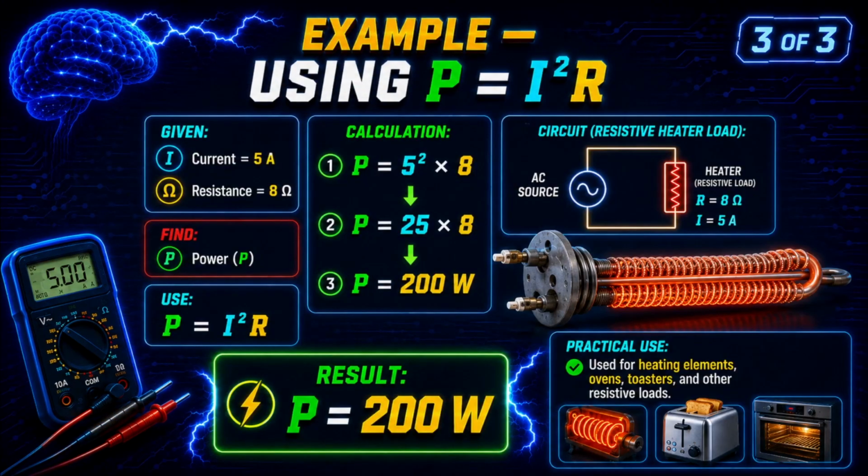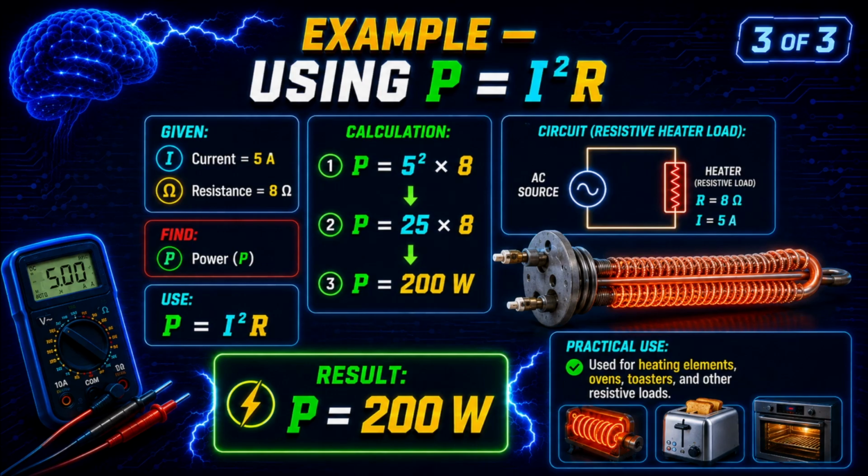Now let's use the formula in a practical example. Here, the current is 5 amperes and the resistance is 8 ohms. Using P equals I squared R, P equals 5 squared times 8. That becomes P is equal to 25 times 8. So the result is P equals 200 watts. This type of calculation is useful for heating elements, ovens, toasters, and other resistive loads.